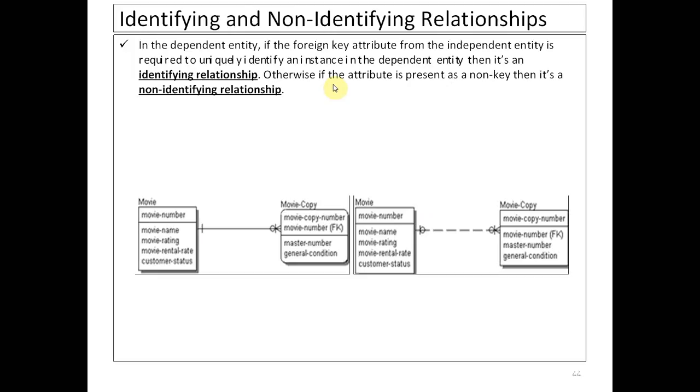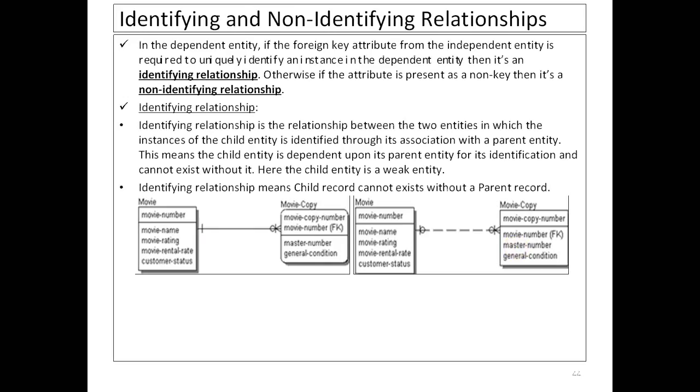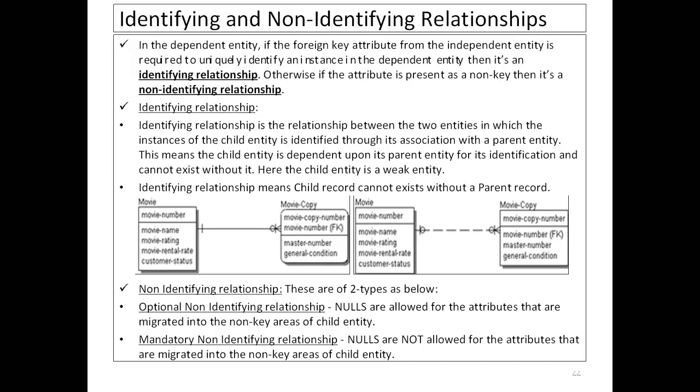However, if the attribute is present as a non-key element, then it's a non-identifying relationship. An identifying relationship means a child record cannot exist without a parent record. Non-identifying relationships are of two types, depending on whether it is optional or mandatory. If it is optional, that means nulls are allowed for the attributes that are migrated into the non-key area of the child entity. If nulls are not allowed, it's a mandatory non-identifying relationship.